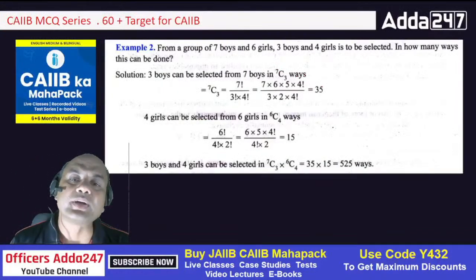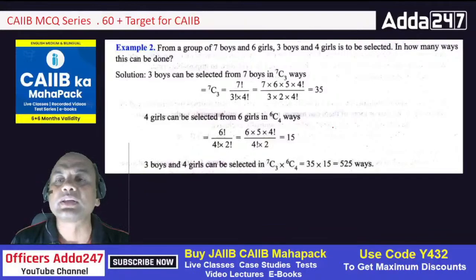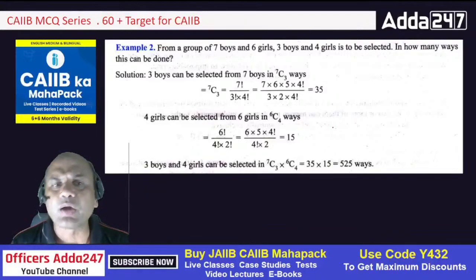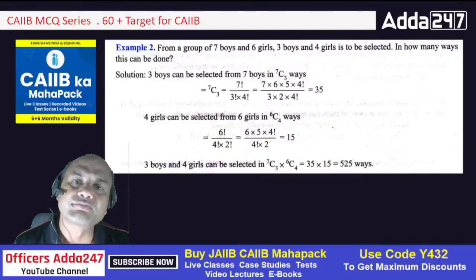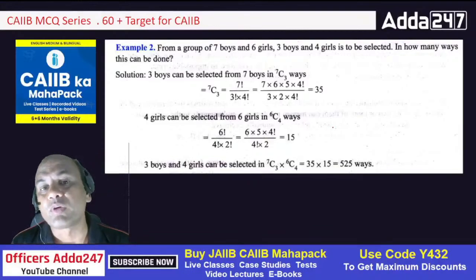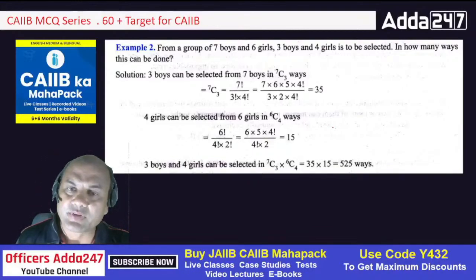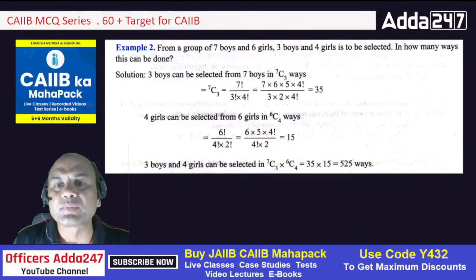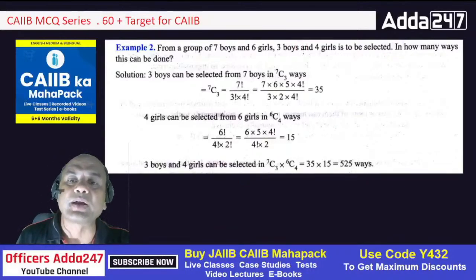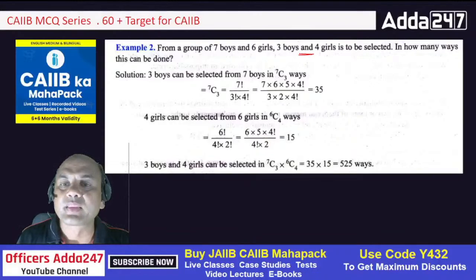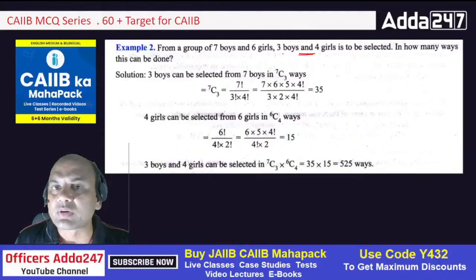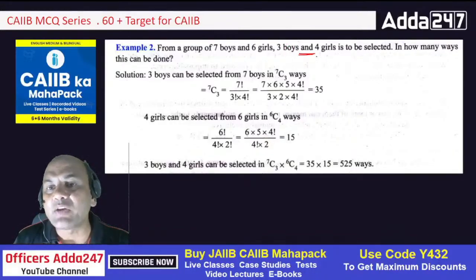From a group of 7 boys and 6 girls, 3 boys and 4 girls are to be selected. In how many ways can this be done? So again the same logic. How many boys are there? See here, what is given? Now you come over here, you face an important part, that is 'and'. I have to select what? 3 boys and 4 girls.